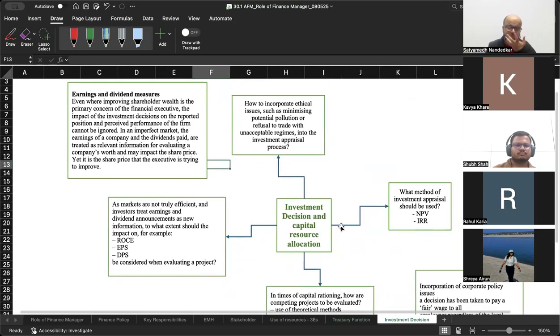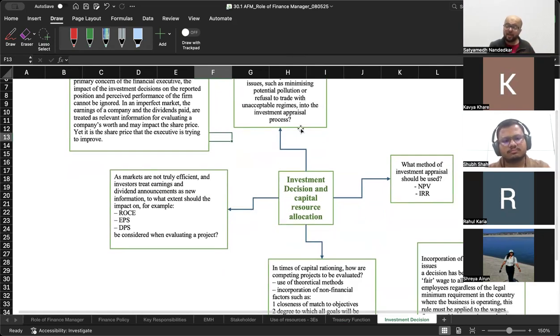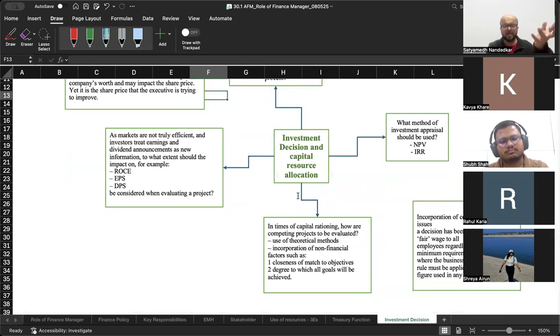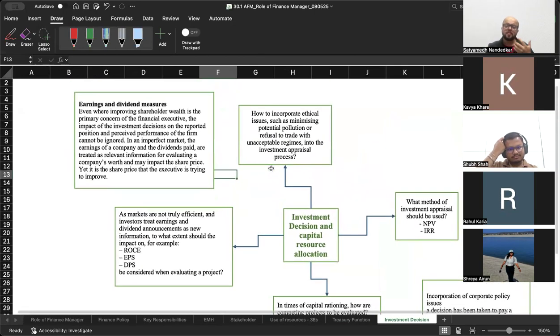Okay. Now, when we talk about investment decision and capital resource allocation, we basically want to decide that if I want to invest in a particular project, how should I evaluate the project? So there we'll talk about NPV, IRR, payback period methods. In times of capital rationing, how are projects to be evaluated? We discussed methods like calculating PI or the trial and error method. How to incorporate ethical decision making, making sure that you are also working in a manner which is not harming the environment, so to say. This is basically the investment decision.